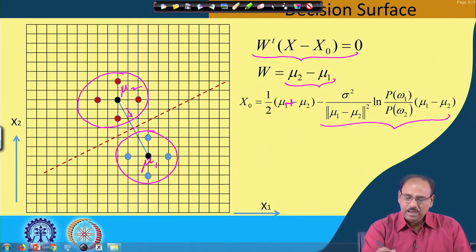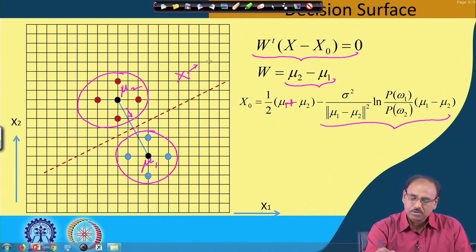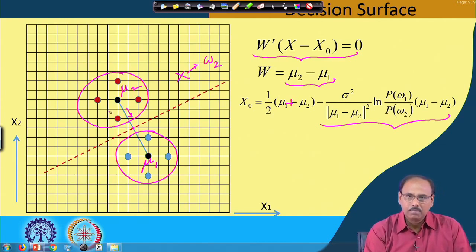Given this, if I have any point x which falls on this side of the boundary, x will be classified to class omega 2, because I am considering these to be the vectors taken from class omega 2.